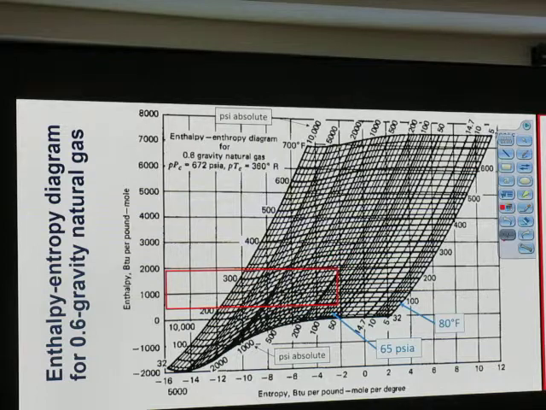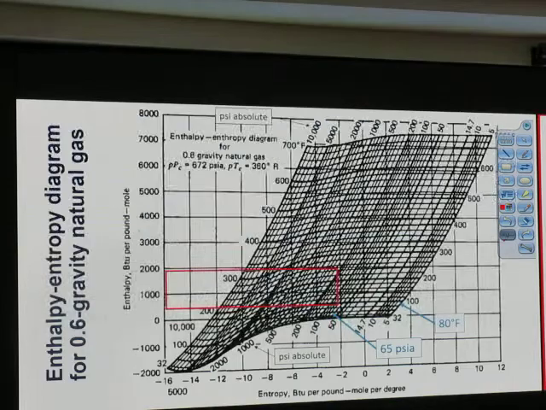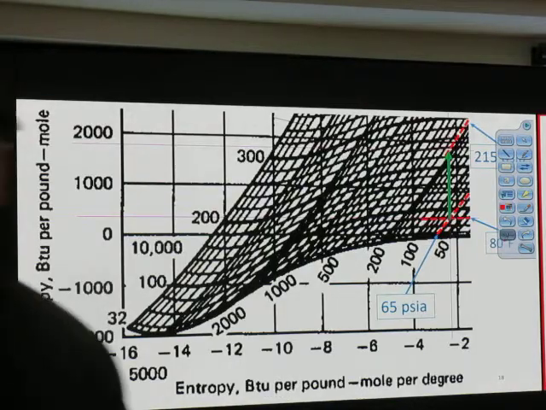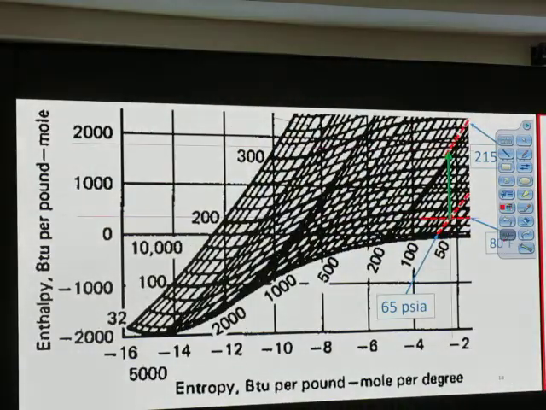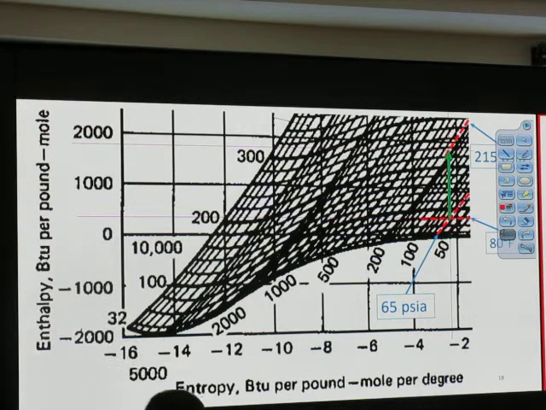We have this chart. We use it to do theoretical horsepower. We assume constant S value, or constant entropy. When we do constant entropy, we do the compression. We go from one pressure and temperature to another pressure and temperature. We move it up, right?